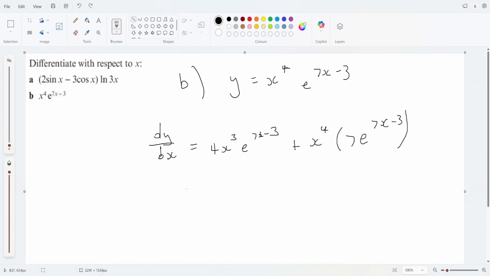Then you can simplify this to x to the power of 3 e to the 7x minus 3 times (4x plus 7). And there we go. That's all of the product rule questions I'm going to do, so I'm moving on to quotient rule.